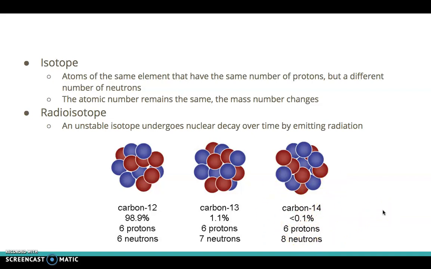Some isotopes are unstable, which means that their nucleus decays. It breaks down by emitting radiation in the form of a subatomic particle or electromagnetic waves. Unstable isotopes are radioactive and they're referred to as radioisotopes. So that's what a radioisotope is. It's an unstable isotope that undergoes nuclear decay over time by emitting radiation. Carbon-14 is an example of a radioisotope.